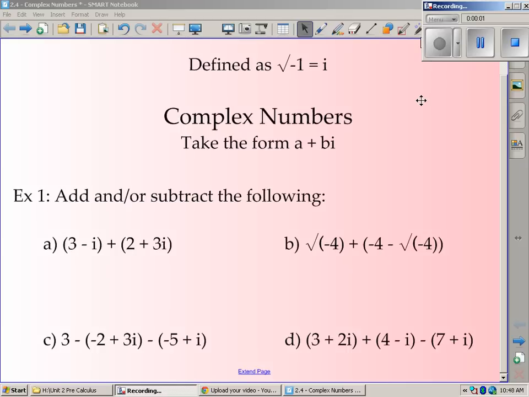Hello and welcome to section 2.4, complex numbers. In this video we are going to be talking about imaginary numbers and whatnot.